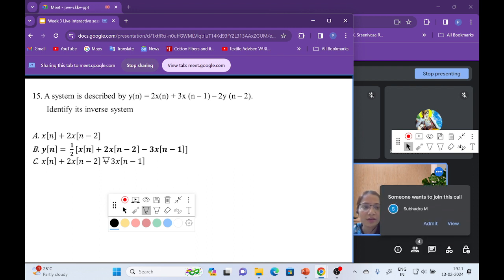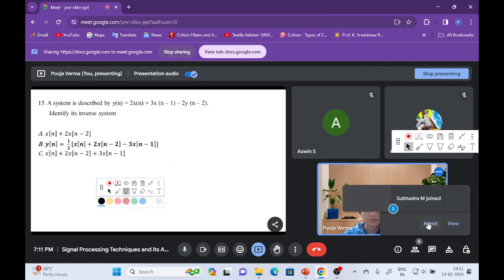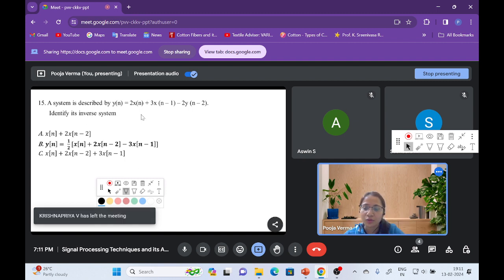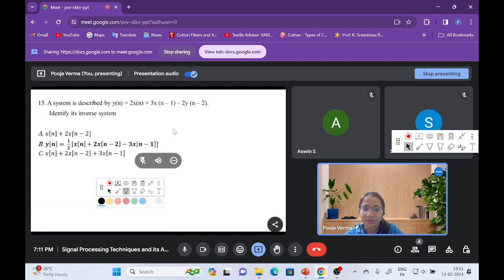You have already solved this type of question. One problem of this kind we have already solved. So try to solve this question first, then I will go through it. Okay, so I am giving 1 minute so that you can solve this question, then I will solve it.